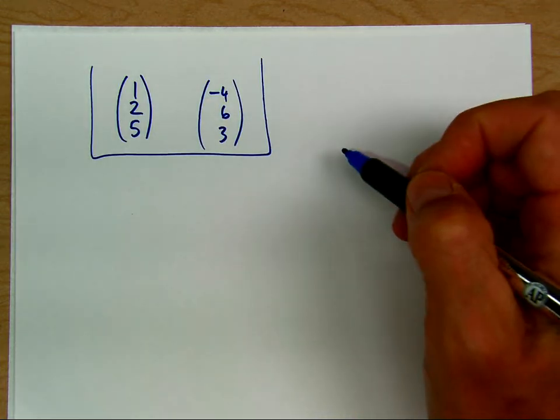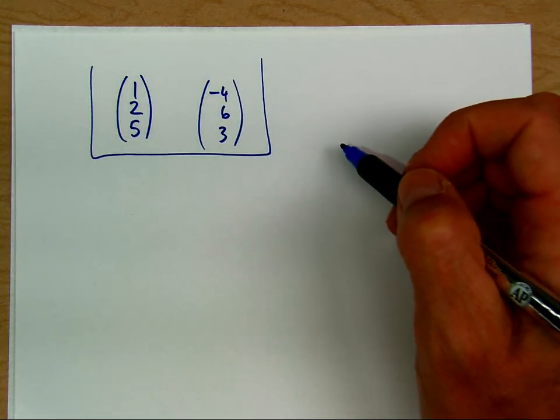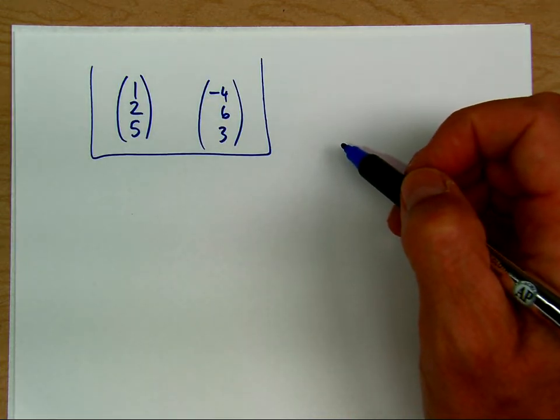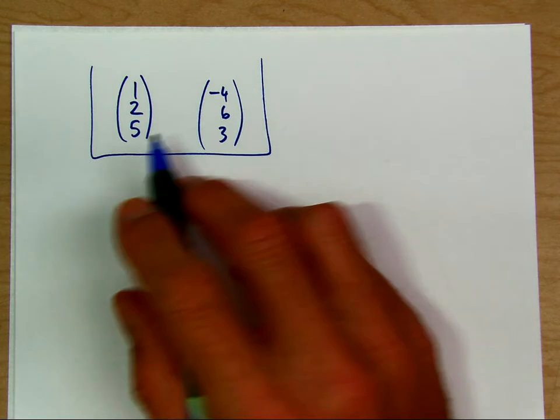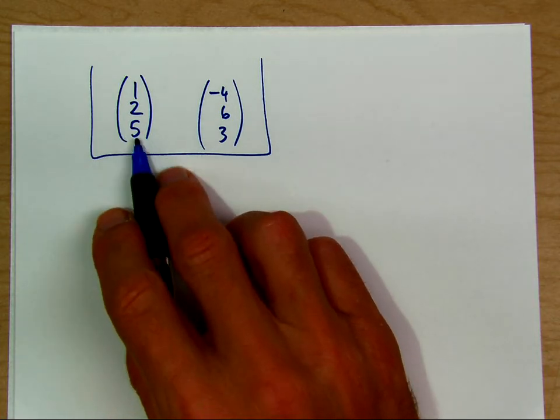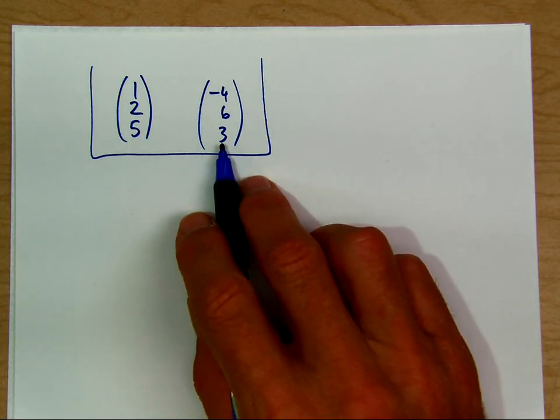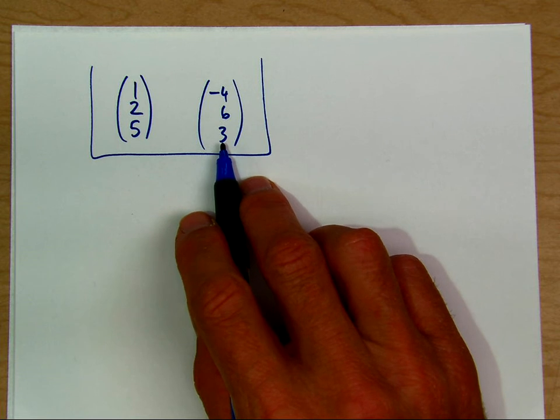Right, so here's the two position vectors. Find the equation of the line containing the point of this position vector and the point of that position vector. Pause the video and try that.